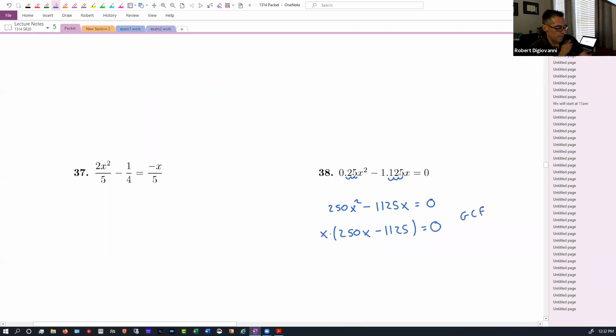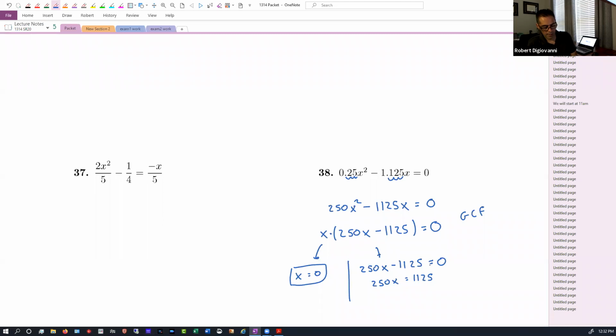And now that I have multiplication, I can just set each one of these equal to 0. So I can set x equal to 0, and I can set 250x minus 1125 equal to 0. And the first one, the answer is 0, just x is 0. And the other one, I have to add 1125 to both sides, and then divide by 250. So I get 4.5.